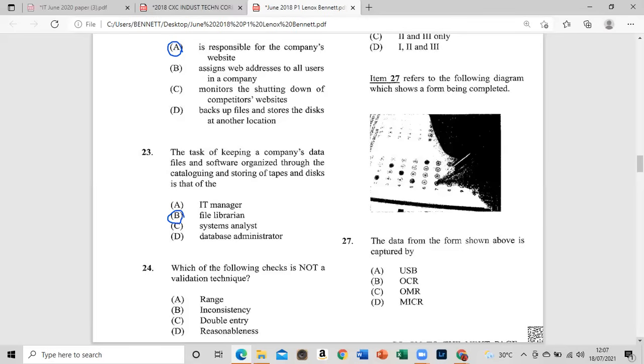The task of keeping a company's data, files, and software organized through the cataloging and storing of tapes.